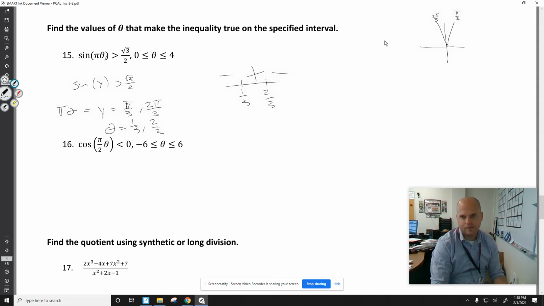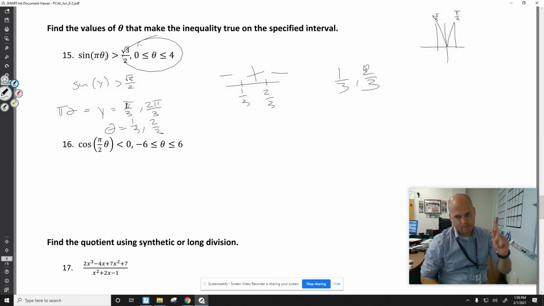It will be less than any other sine value where the y value is beneath these pi/3 y values. Anyways, you can keep going around the circle, but we are limited to 0 to 4. Hold the phone. We might have more.